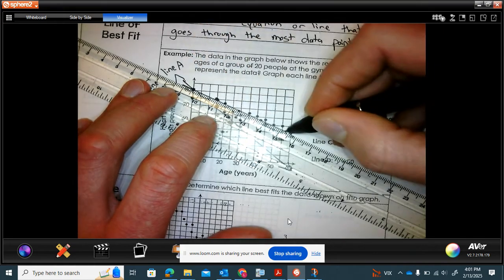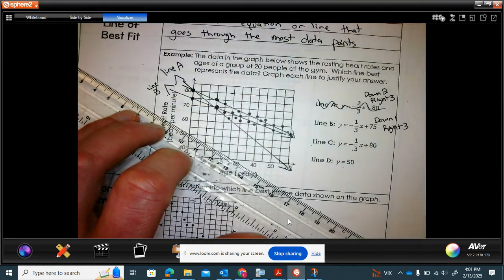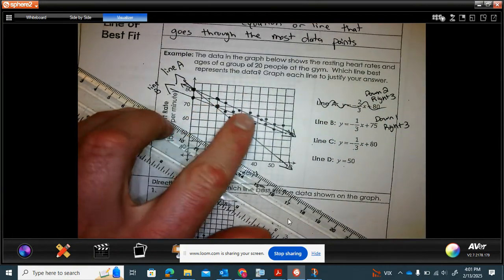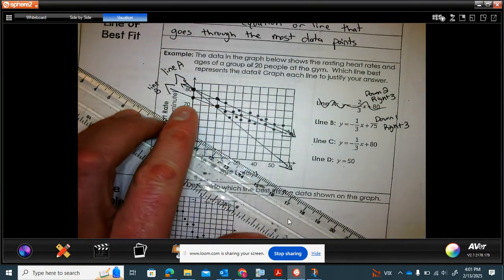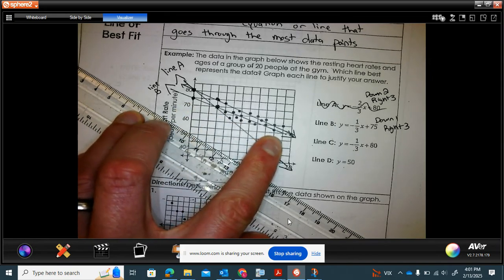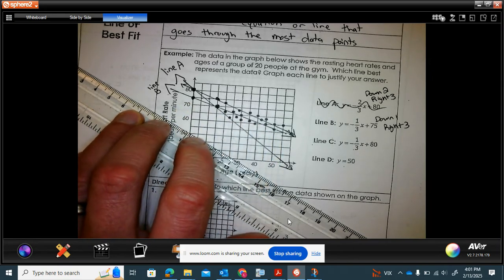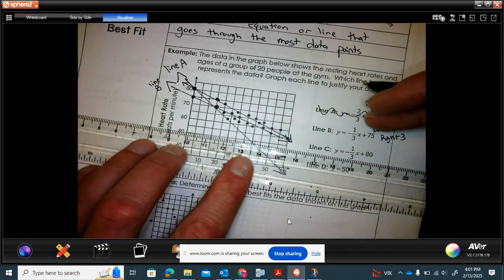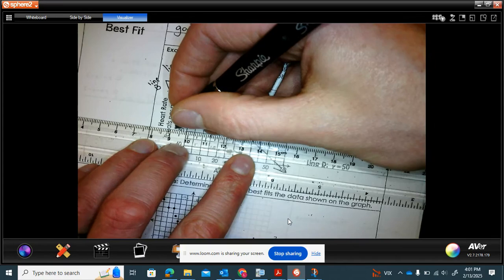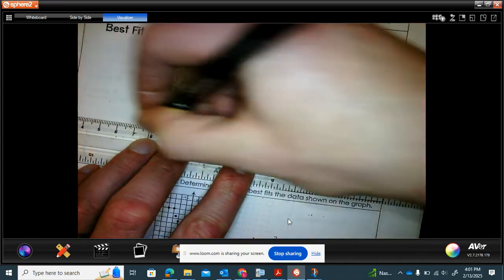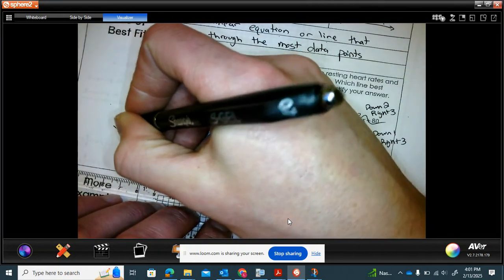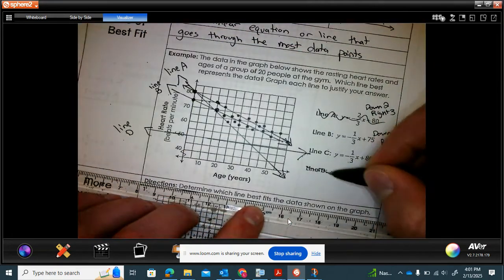And line C is going to look like that. And C kind of goes through a lot too. I feel like I still like B better. And then line D, y equals 50, is just a straight horizontal line at 50. So this would be line D. And so it's definitely not line D.